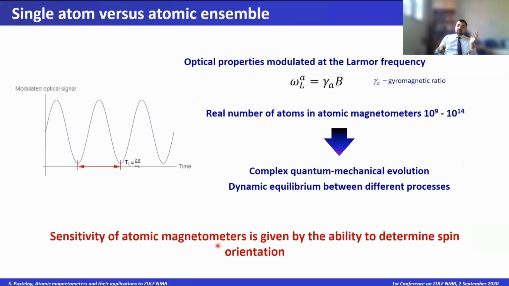So what you're seeing is this modulation in absorption of light in this scheme, and this modulation is determined by the magnetic field, because this is nothing else but the Larmor frequency. The Larmor frequency is determined by the magnetic field and the gyromagnetic ratio of your system. So now, by observing light modulation, you can actually tell what the magnetic field is.